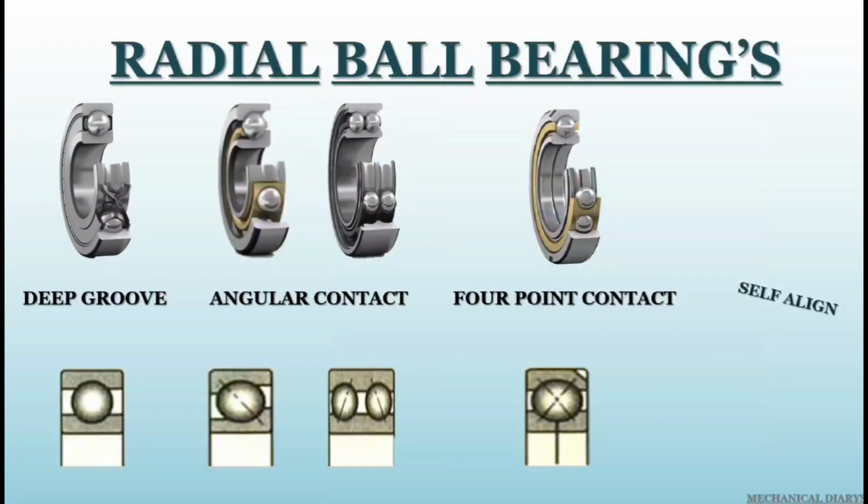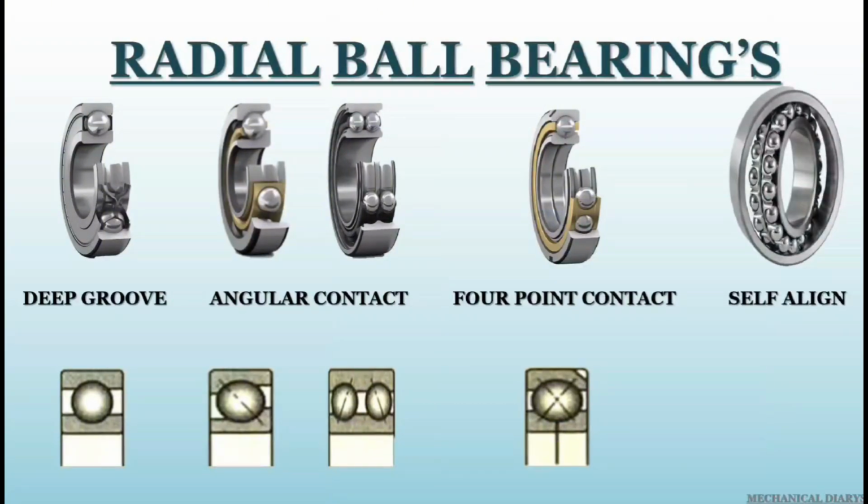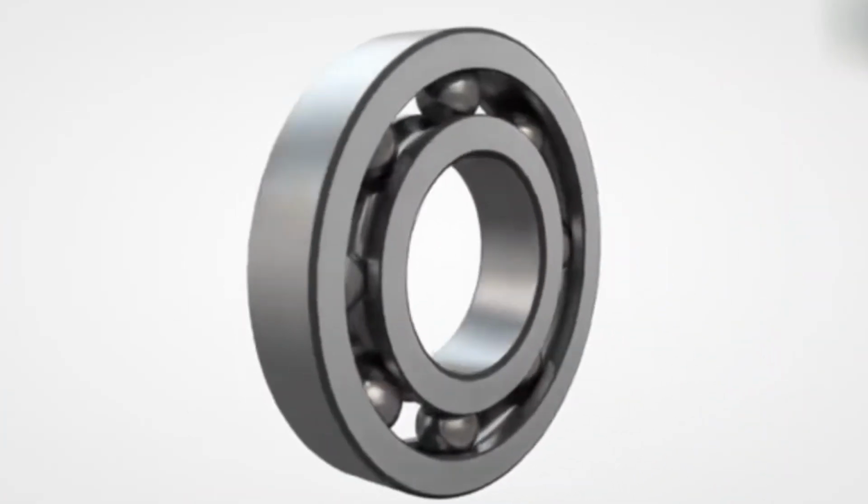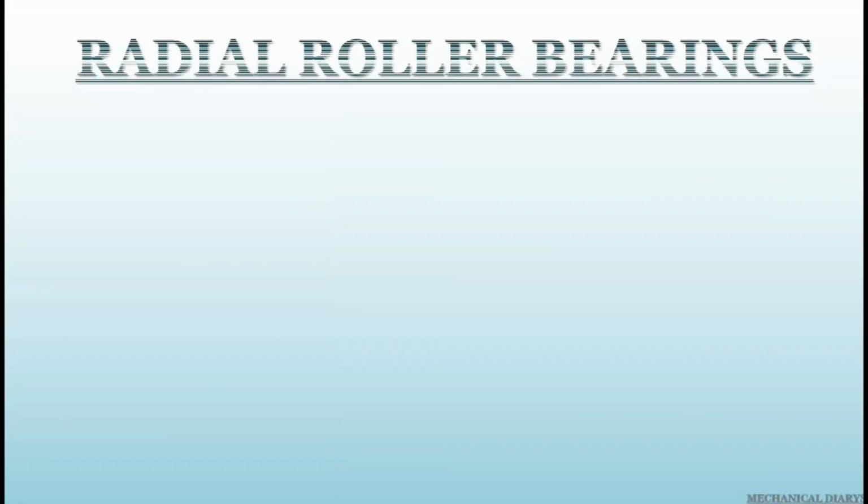Last is the self-aligning ball bearing. Self-aligning ball bearings are used where aligning the shaft and housing is difficult or where the shaft may bend; in such locations it is mostly used. In this image I show at the bottom the rolling element contact; while running, the shaft will contact on this location only. Next we'll move to radial roller bearings.